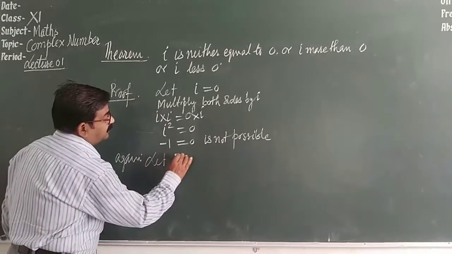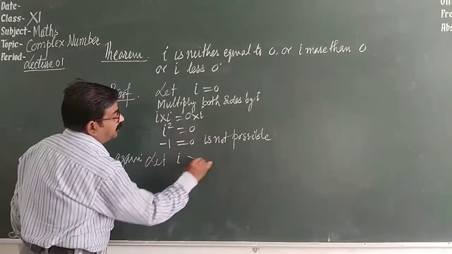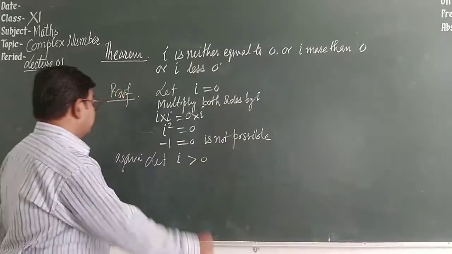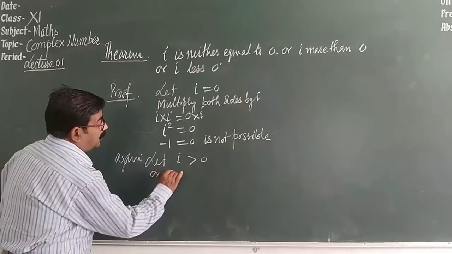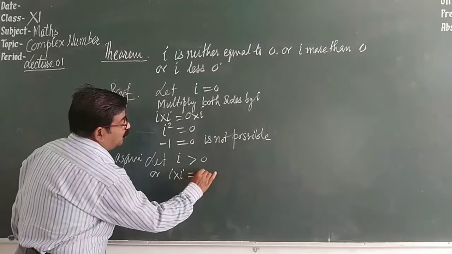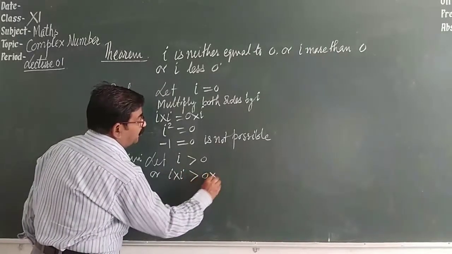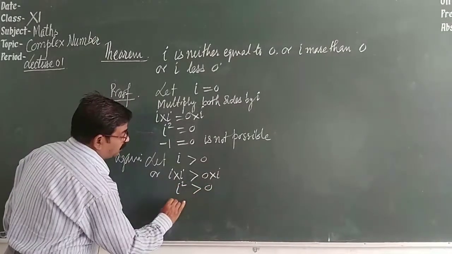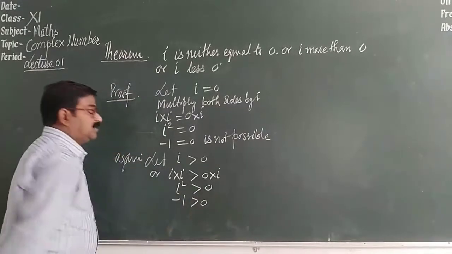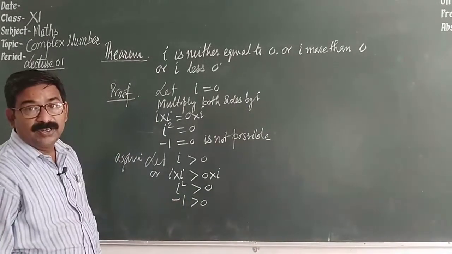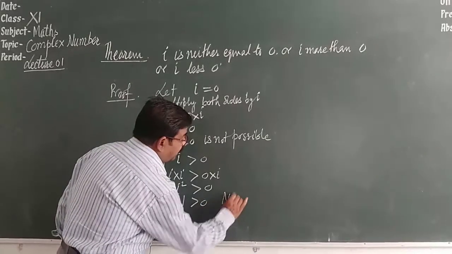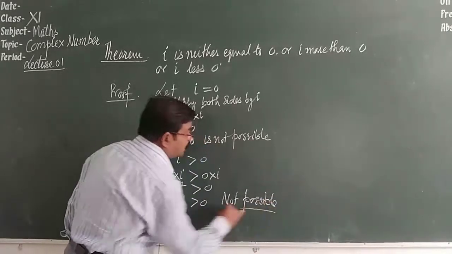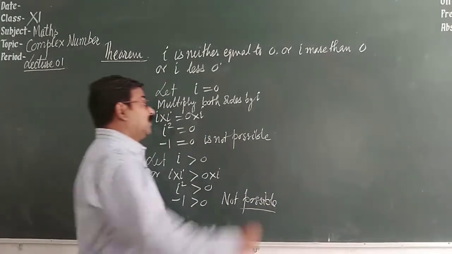Let i is greater than 0. Now multiply i into i is greater than 0 into i. This is i square is greater than 0. i square is minus 1 is greater than 0. So minus 1 is greater than 0. Is it possible? So we have to write: not possible. This is not possible.